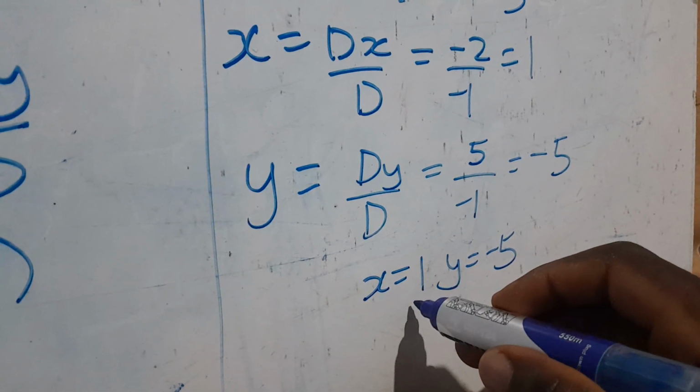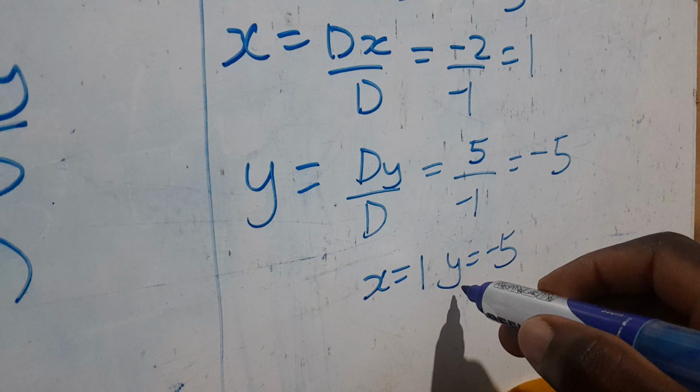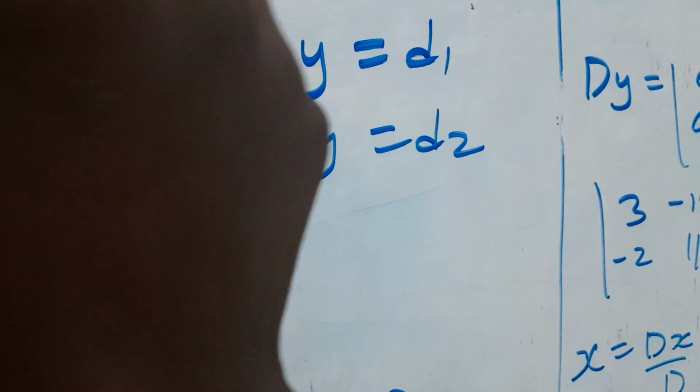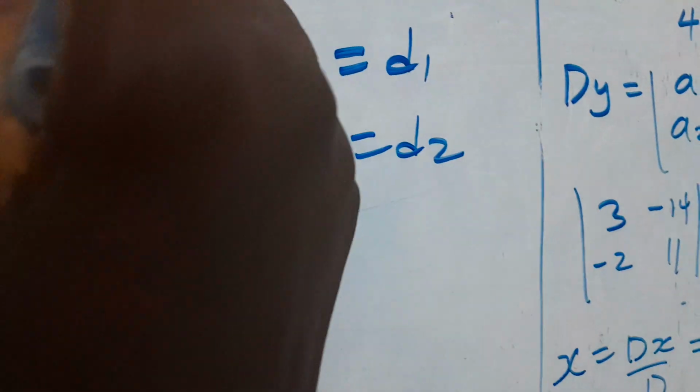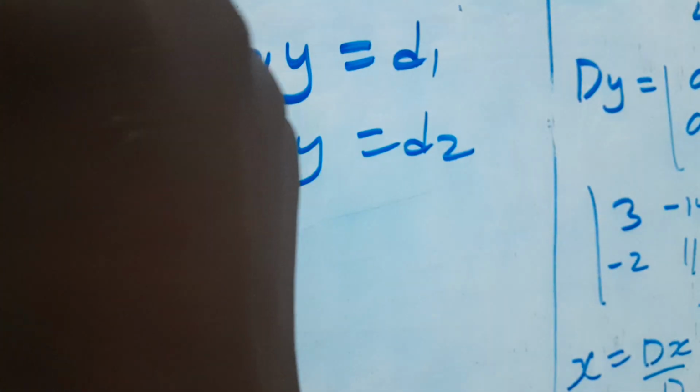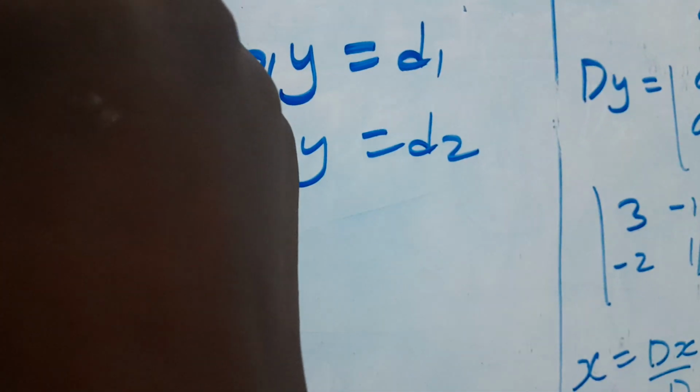If you substitute the values of x and y in our equation, x is 1, 3 times 1 is 3, plus y is negative 5. 4 times negative 5 is negative 20, and then you have 3 times 1 is 3.